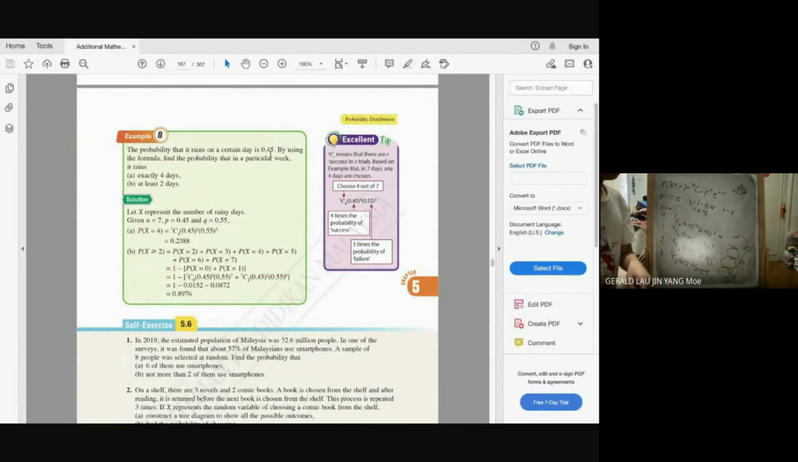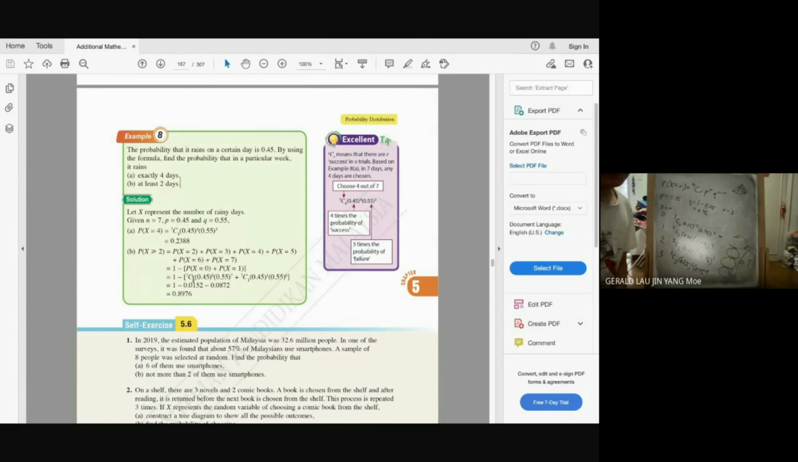It rains at least 2 days. That means 2 days rain, 3 days rain, 4 days rain, 5 days rain, 6 days rain, 7 days rain. Also probability. So you actually have 2 ways to solve this. The long way is you use 2 plus 3 plus 4 plus 5 plus 6 plus 7. The short way is 1 minus the 0 and 1. Of course, if you are a smart student, you will use the short way.